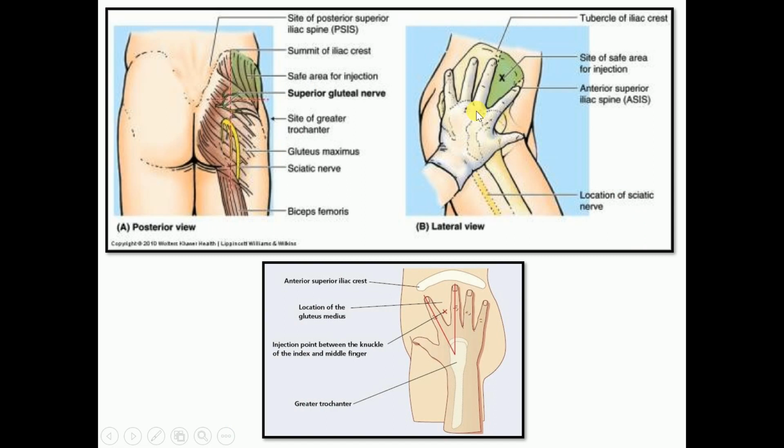This diagram also shows the posterior view of the gluteal region. This one is the preferred site, the outer upper quadrant, between these 2 fingers, between the knuckle of the index and middle finger, where the gluteus medius muscle is located.